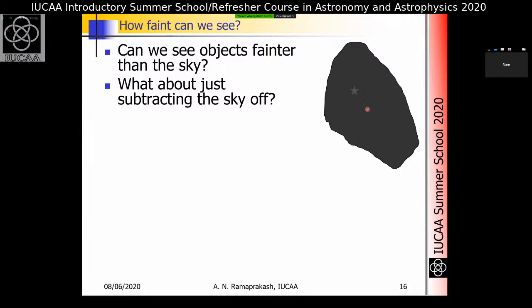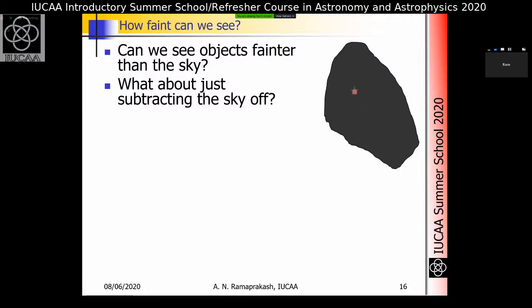Now, you don't give up like that. You say, okay, I know how much light is coming from the sky. I just go here and measure how much light is coming from the sky. I look at this direction and measure how much light is coming from this part of the sky, which includes the light from the star as well as the light from the sky.